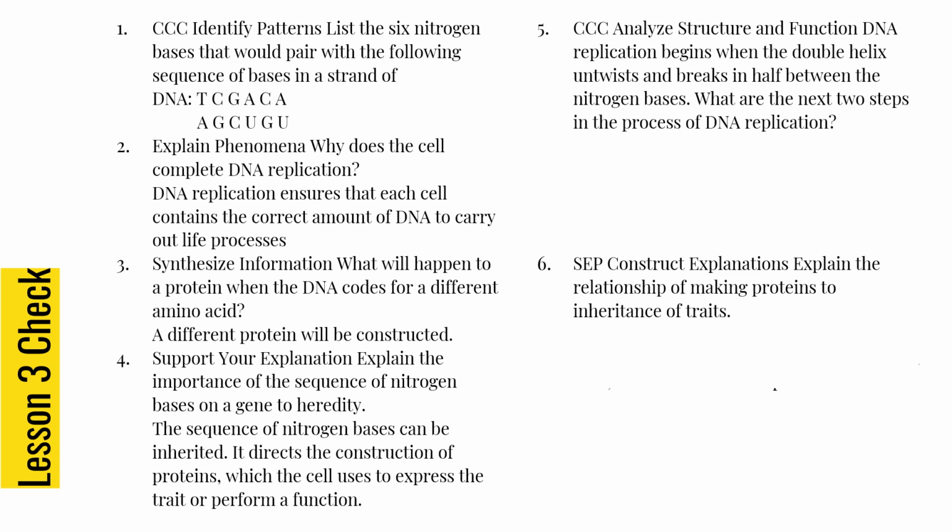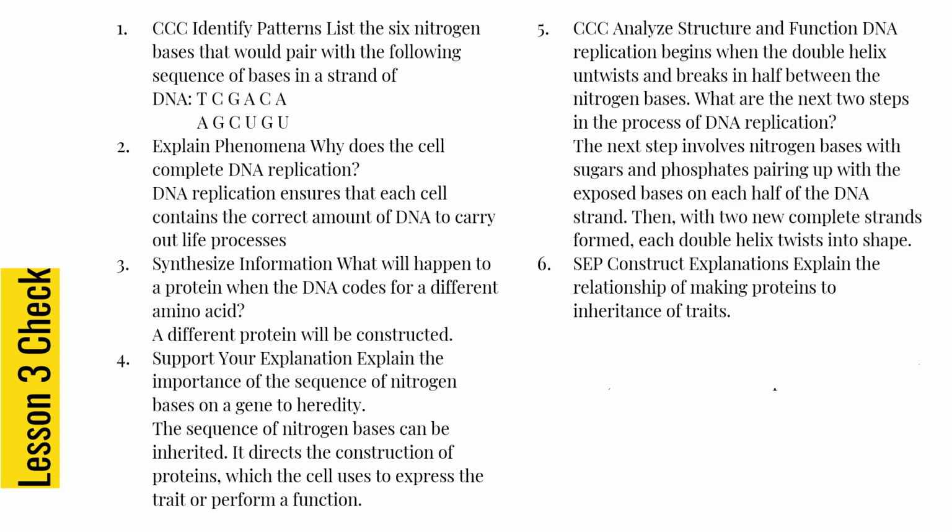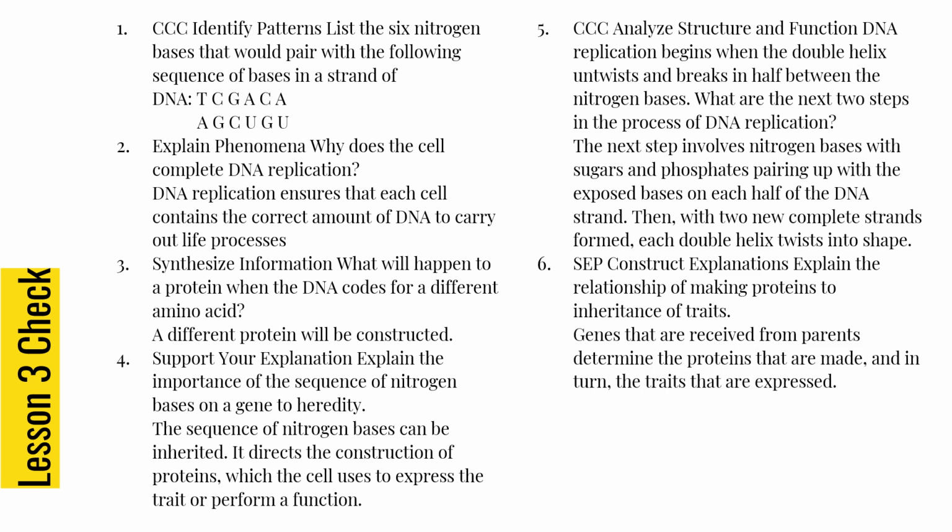5, analyze structure and function. DNA replication begins when the double helix untwists and breaks in half between the nitrogen bases. What are the next two steps in the process of DNA replication? So the next step involves nitrogen bases with sugars and phosphates pairing up with the exposed bases on each half of the DNA strand. Then, with two new complete strands formed, each double helix twists into shape. 6, explain the relationship of making proteins to inheritance of traits. So genes that are received from parents determine the proteins that are made, and in turn, the traits that are expressed.